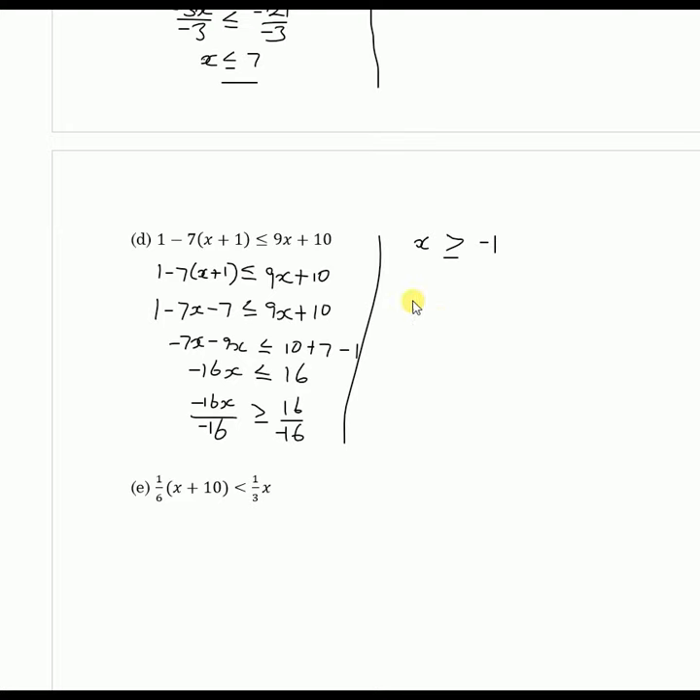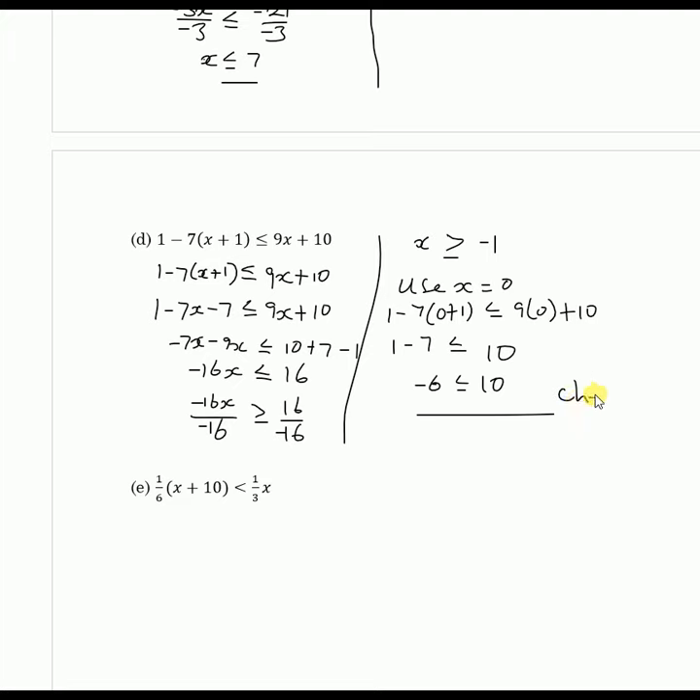So I'm going to use it still. Use x equal to 0 to check. 1 minus 7 into 0 plus 1 is less than or equal to 9 times 0 plus 10. Now this is 1 minus 7 times 0 plus that is 1. So this is 1 minus 7 less than or equal to 9 times 0 is 0 plus 10, that is 10. 1 minus 7 is negative 6 less than or equal to 10.